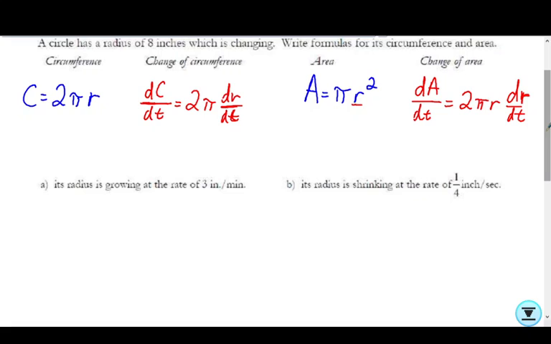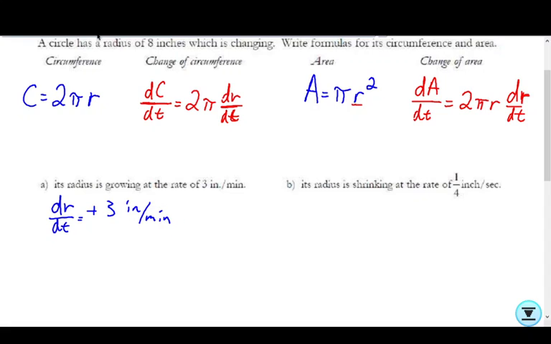Okay, so now we're going to use those two over here in A and B. So they're saying, okay, find the change in circumference and the change in area when its radius is growing at a rate of 3 inches per minute. So in part A, they give us dr over dt is positive 3 inches per minute.